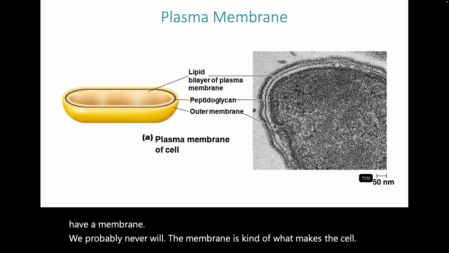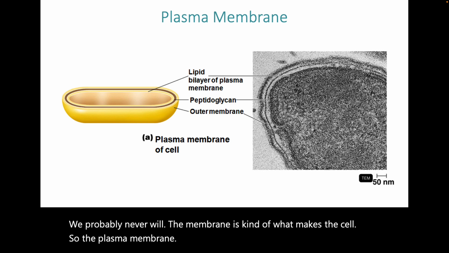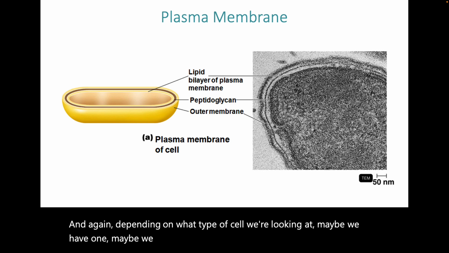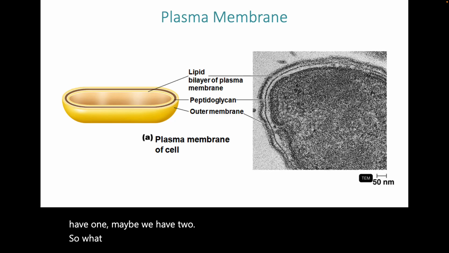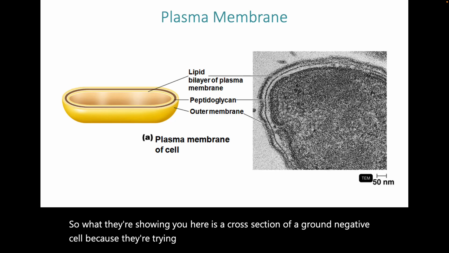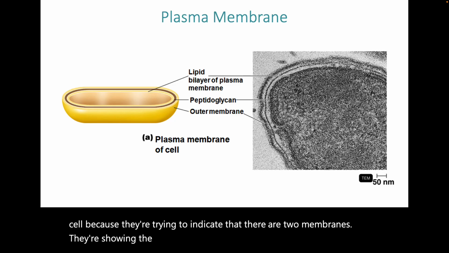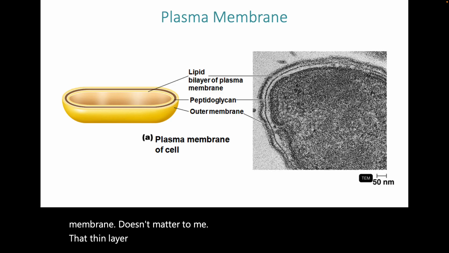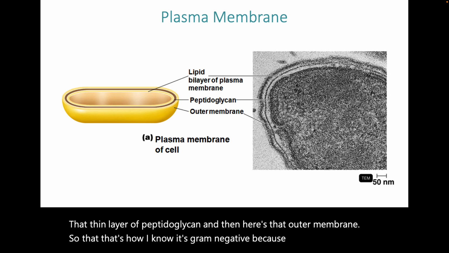So the plasma membrane. And again, depending on what type of cell we're looking at, maybe we have one, maybe we have two. So what they're showing you here is a cross-section of a gram-negative cell because they're trying to indicate that there are two membranes. They're showing the plasma membrane. Sometimes people call it the inner membrane. Doesn't matter to me. That thin layer of peptidoglycan, and then here's that outer membrane. So that's how I know it's gram-negative, because it has two membranes.